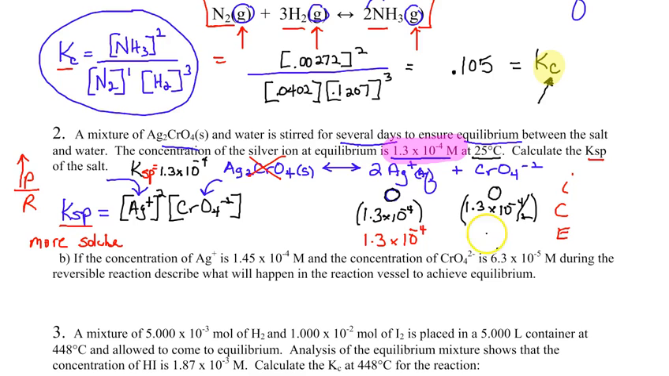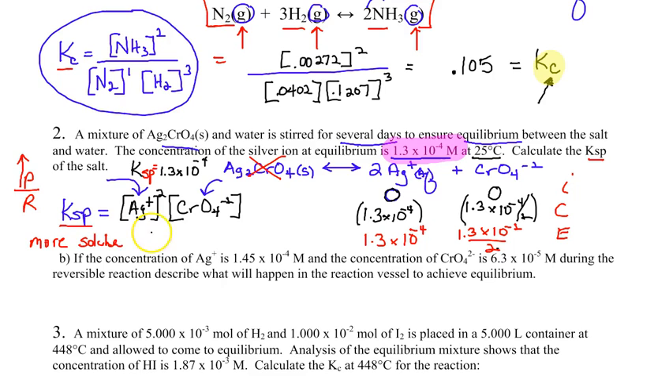All right. So this would be again 1.3 times 10 to the negative 4 divided by 2. So you can see stoichiometry is coming back now. For every one of these salts, two of these. For every one of these, there's one. So because we're making twice the number of silver ions, chromate has to be half. Okay, so now I'm almost done. I have my values from the ICE table.